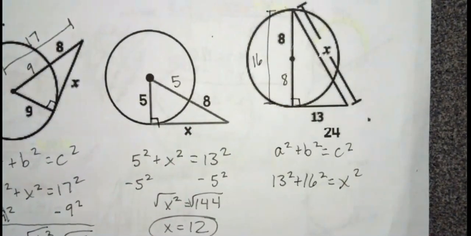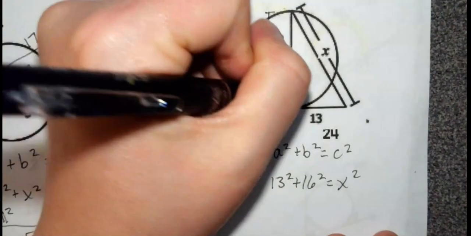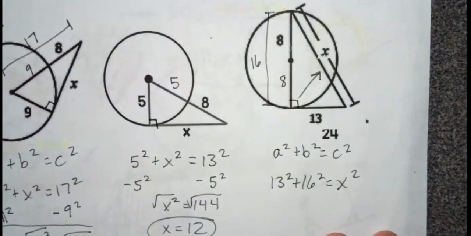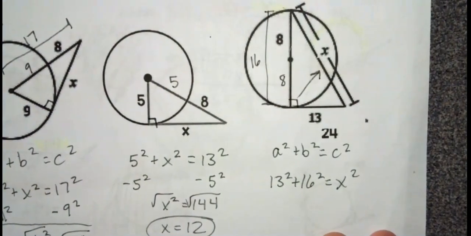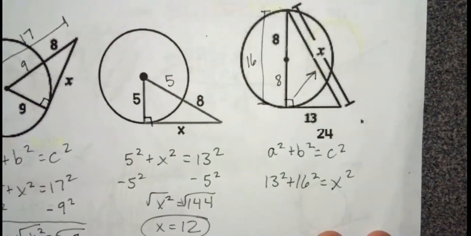So how do I know that x is where it is? There's my right angle. If I write that in there, where the radius, it's technically the diameter, but also the radius, and the tangent line meet, that's a right angle. So that x is your hypotenuse because it's across from the right angle. So you have to put that right angle in there. That's really probably the trickiest part.